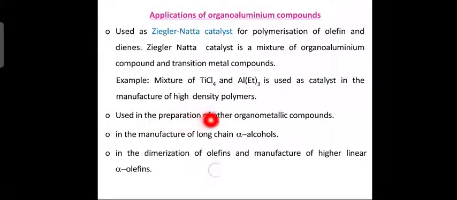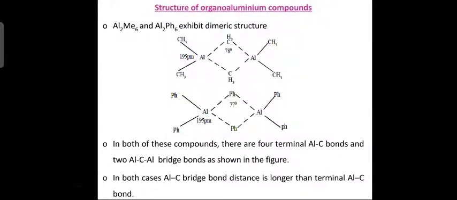Used in the preparation of other organometallic compounds, that is another application. Used in the manufacture of long chain alpha alcohols. In the previous example you have seen the previous chemical property, you can get long chain alpha alcohols. Also used in the dimerization of olefins and manufacture of higher linear alpha olefins.